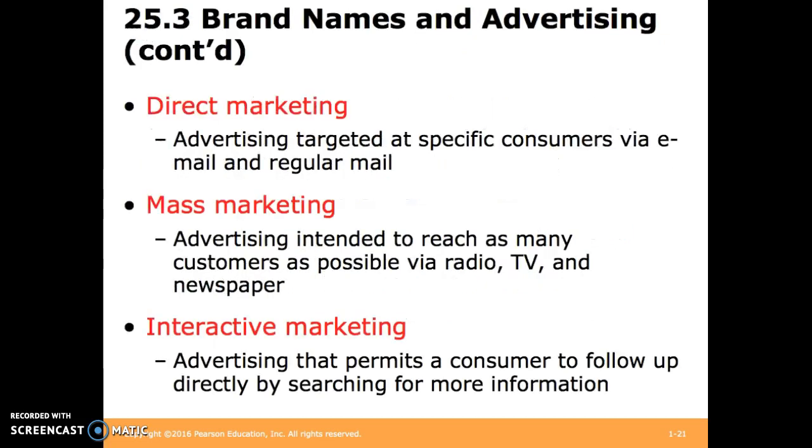Direct marketing. This is advertising targeted at specific consumers via email and regular mail. Mass marketing. Advertising intended to reach as many customers as possible via radio, TV, and newspaper. The ultimate mass marketing would be something like a Super Bowl ad. Interactive marketing. Advertising that permits a consumer to follow up directly by searching for more information.